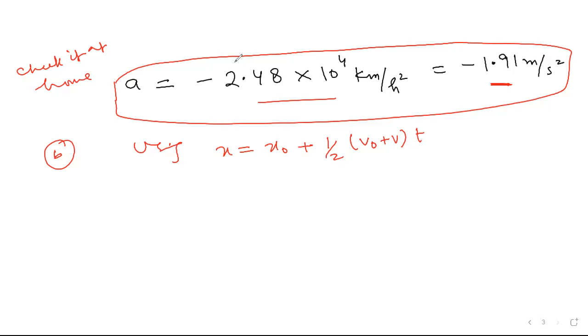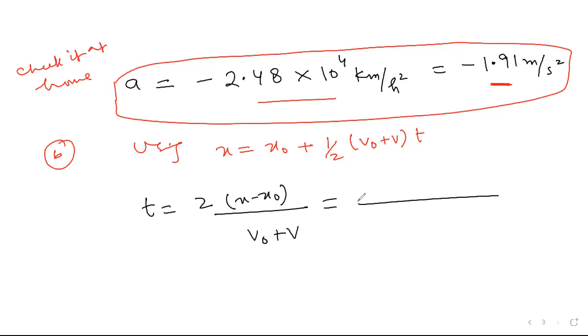So when I solve for time in this equation, what do I get? Time is twice x minus x naught over v naught plus v, right? First you take this x naught to the left hand side, it becomes x minus x naught, then twice x minus x naught. When you take this 2 to the left hand side, then v naught plus v comes in the denominator. So time is 2 times x minus x naught over v naught plus v.